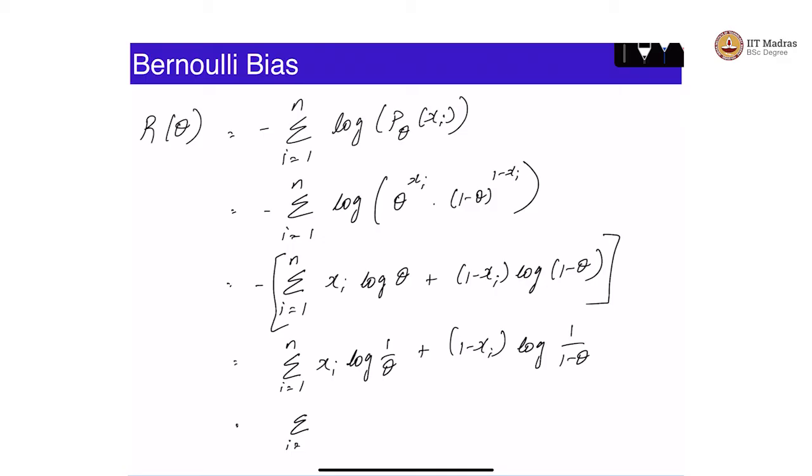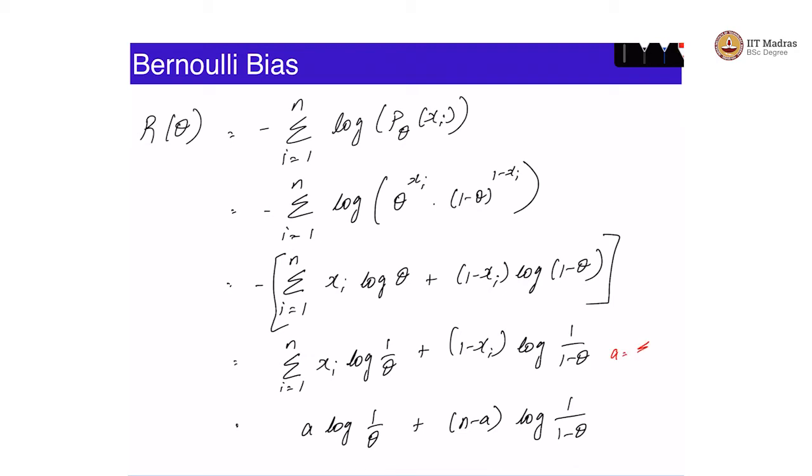Let's call the sum over i equal to 1 to n of xi the number of heads. Let's call that a, for simplicity. So it's a times log 1 by theta, and the sum over i equal to 1 to n of (1 minus xi) is simply the number of tails. That's going to be n minus a, so n minus a times log 1 by (1 minus theta), where a is the number of heads. a is equal to sigma xi, the number of heads.